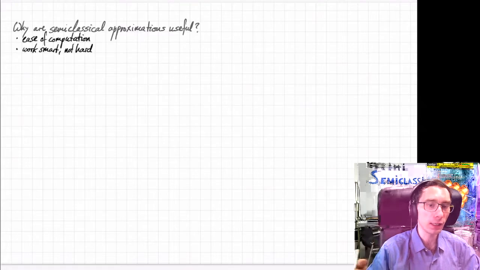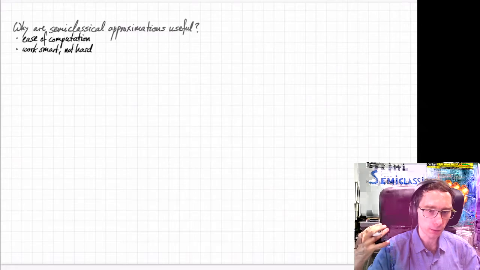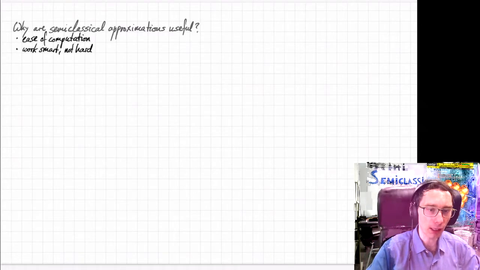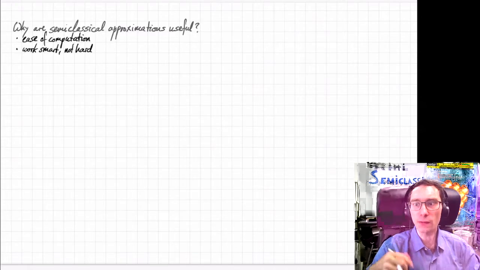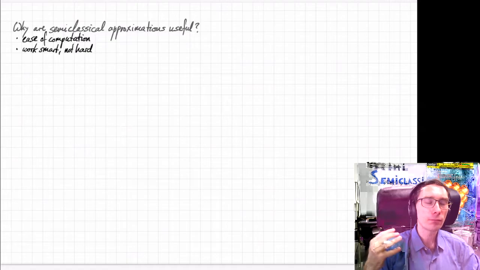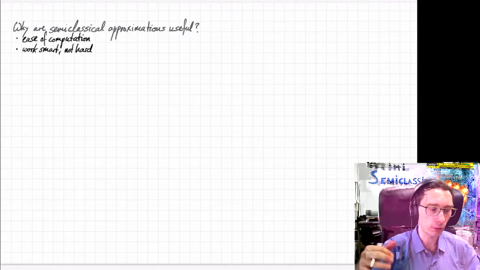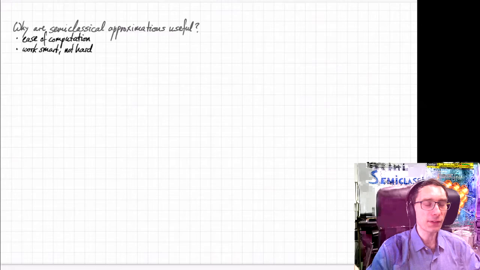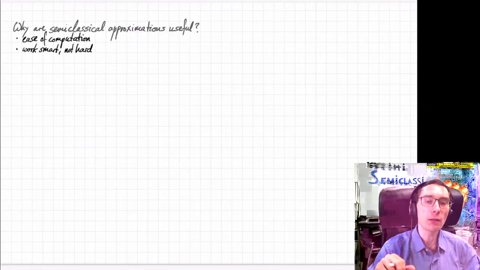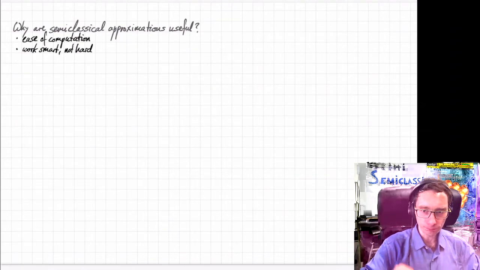So for each, let's say, minute of computing time, you can do much more with a semi-classical description than with a quantum description. And you could say, well, if you know from good theoretical arguments or even mathematical proofs, which are better, that the semi-classical approximation is accurate enough for your intents and purposes, then it might just be better to use the semi-classical approach.